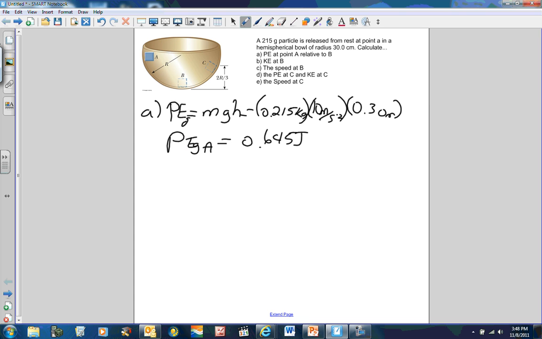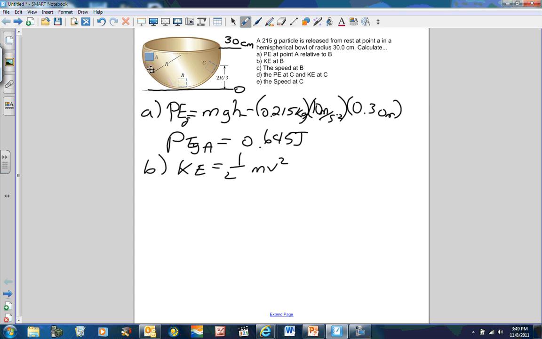All right, now it wants us to calculate the kinetic energy at B. Now this is A, so B. But here is where conservation of energy comes in really handy, because kinetic energy is equal to 1/2 mv squared. But energy is conserved, it just changes form. So up here it has 0.645 joules of potential. Well, it has 0.645 joules of kinetic down here, because this is my 0 point. In other words, I'm measuring from here, so this is 0. Up here is going to be my 30 centimeters, or 0.3 meters.